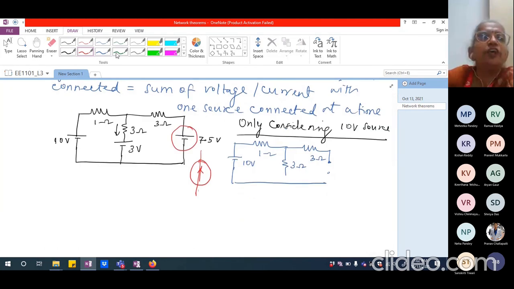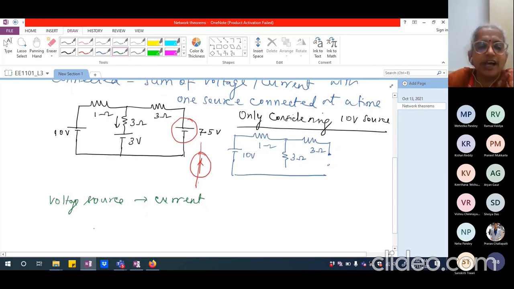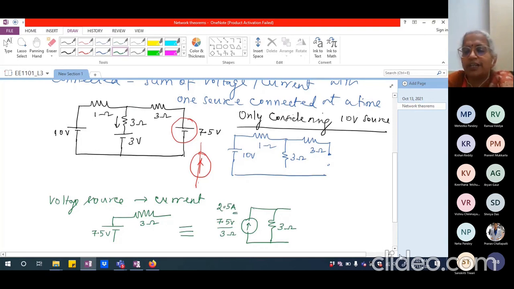Before I proceed further, I would like you to consider one more point: voltage source to current source conversion can be done, and current source to voltage source conversion can be done in a network. For example, I have a voltage source like this, this is 3 ohm and this is 7.5 volts. I should be able to convert this into a current source with the resistance in parallel. This will again be 3 ohm, but the current source will be 7.5 divided by 3 ohm, which is 2.5 ampere. This is an equivalent conversion.